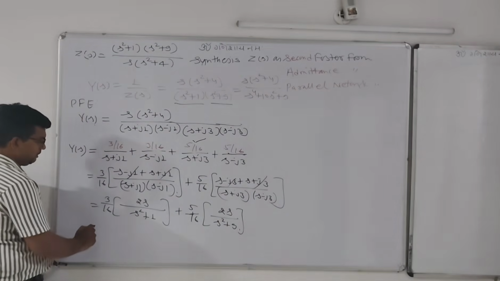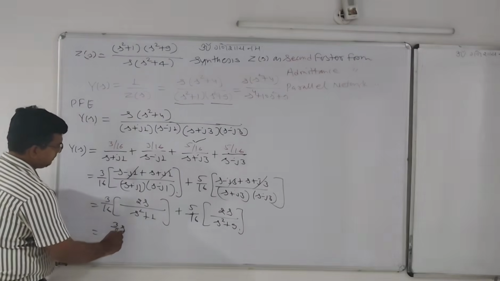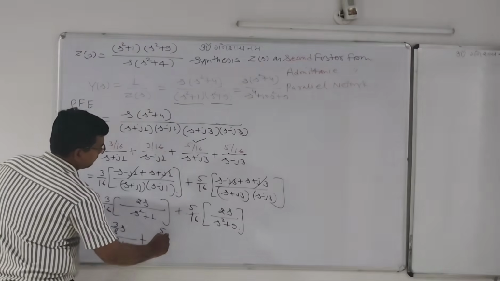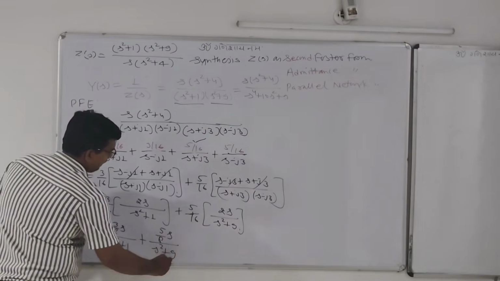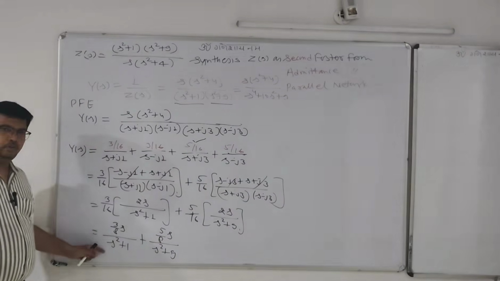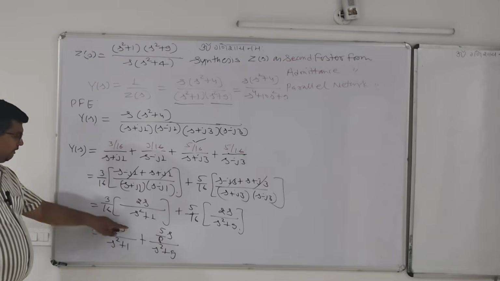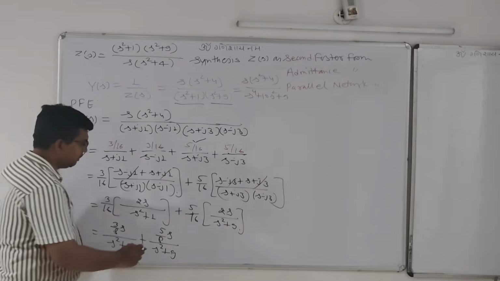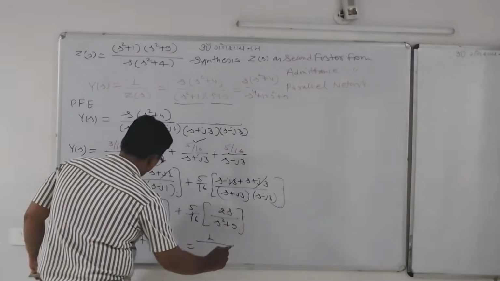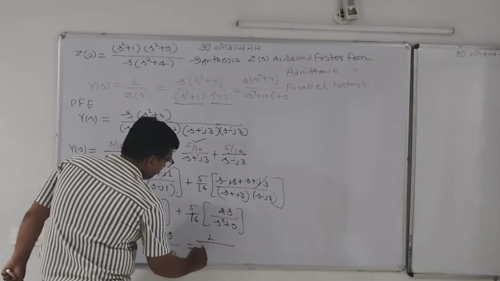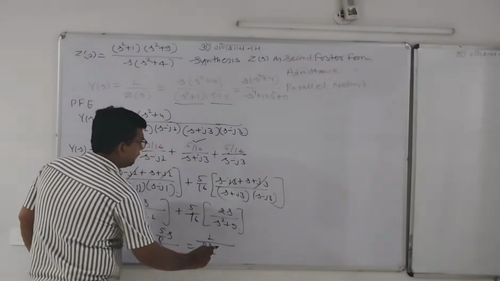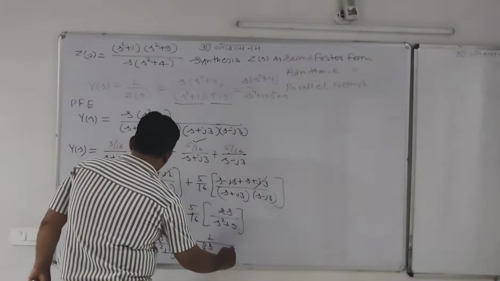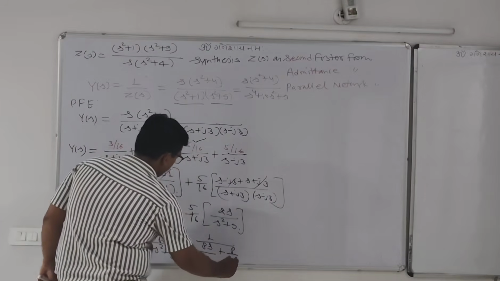Now 2 will be cancelled. So what does this become? 3 upon 8s upon s square plus 1 and 5 upon 8s upon s square plus 9. Okay, now after that we will divide the numerator by each term, both numerator and denominator. So what does this become? The numerator becomes 1 and in the denominator, when we write this, it is 8s upon 3 plus, it becomes our 8 upon 3s.